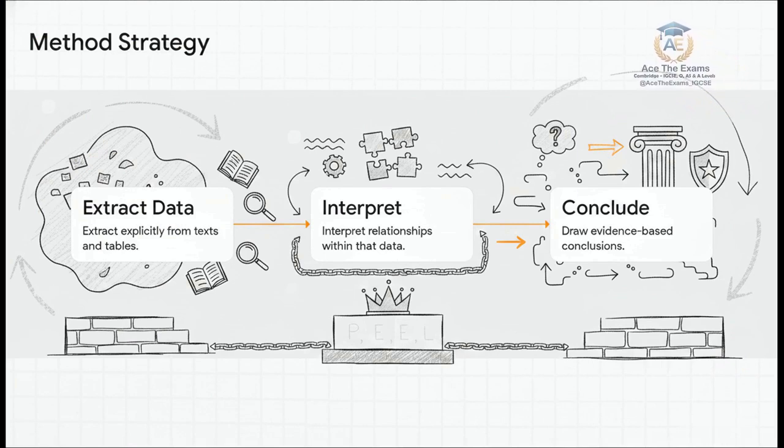Second, you interpret the relationships within that specific data. And third, you draw solid, evidence-based conclusions. We always recommend injecting a high-yield framework right here, like the PEEL structure: point, evidence, evaluate, link. You have to literally weld your extracted data perfectly to your analytical conclusion. Without showing the examiner that explicit process of extraction and interpretation, your conclusion is just floating in midair, completely unsupported and practically begging to be penalized.